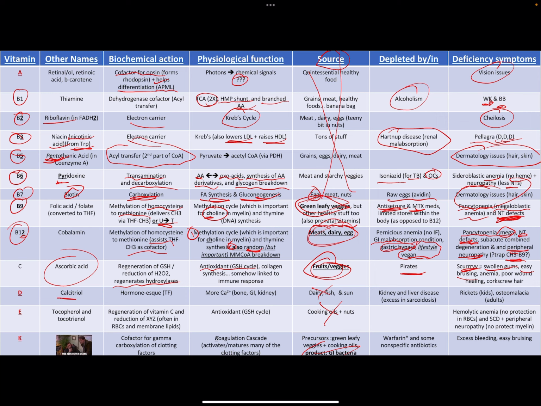Calcitriol, think of calcium with vitamin D. We're trying to increase the amount of calcium. It acts like a non-polar hormone, so remember it's got to be hydroxylated. We can get it from the sun, so we can get it from dairy, fish, and the sun. Cholesterol is converted to vitamin D, but it's inactive. It needs to be 25 hydroxylated in the liver, and then it goes to the target tissues. What are the target tissues?